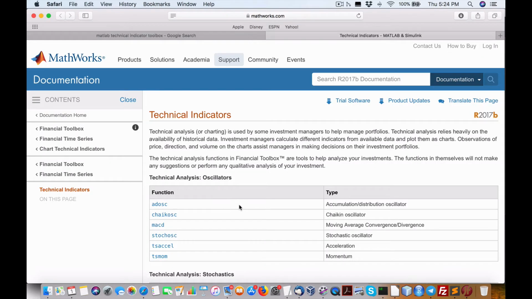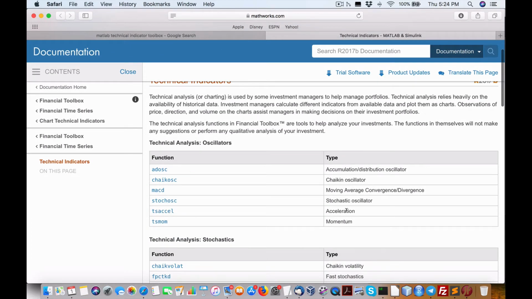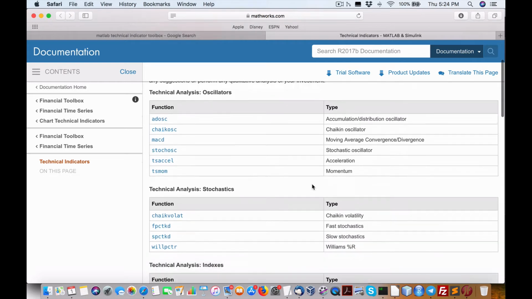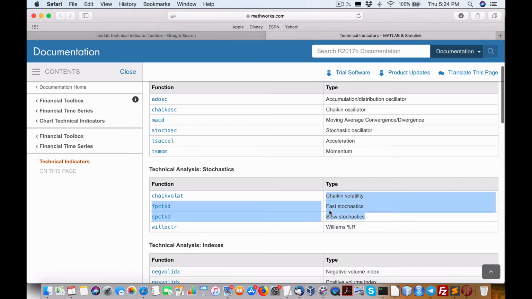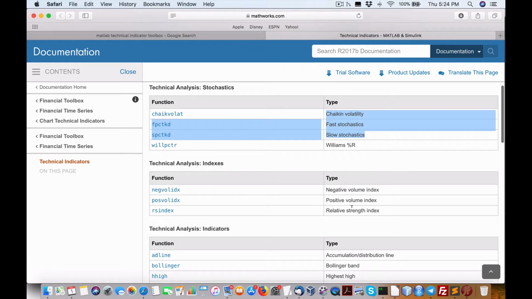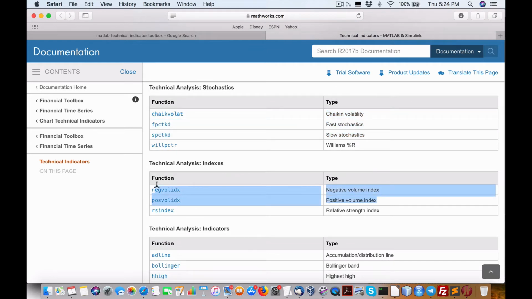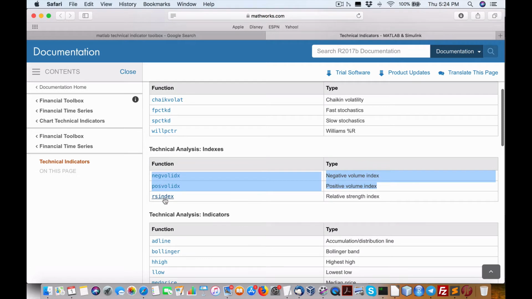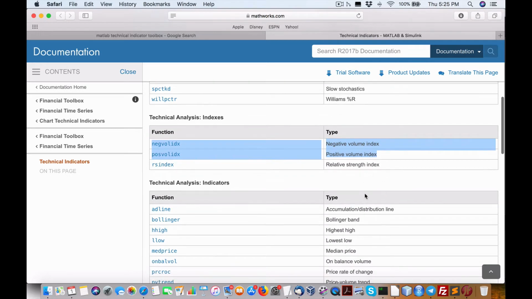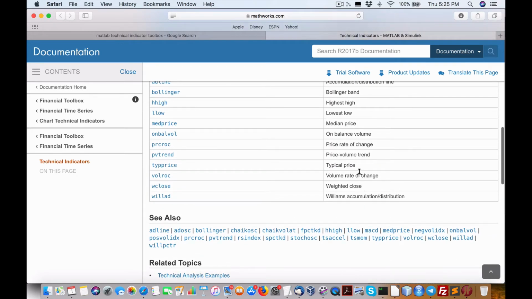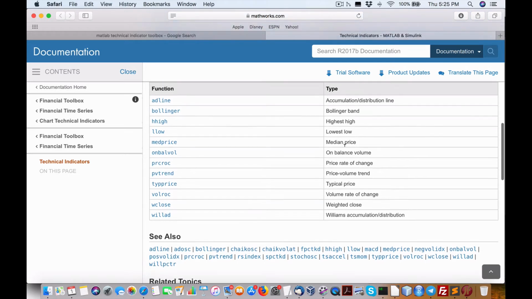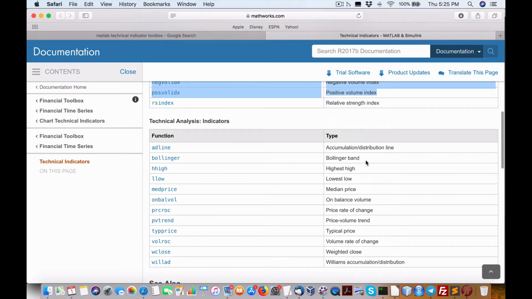All right, so using Matlab, you can see here, this is what we got. Momentum, stochastic, Chaikin oscillator. Williams R, that's the one that we're using right now. We can set these different stochastics. This one's the one I'd like to use, the positive volume and negative volume. Here's some other ones. So weighted average price, on balance, median price, Bollinger Band.